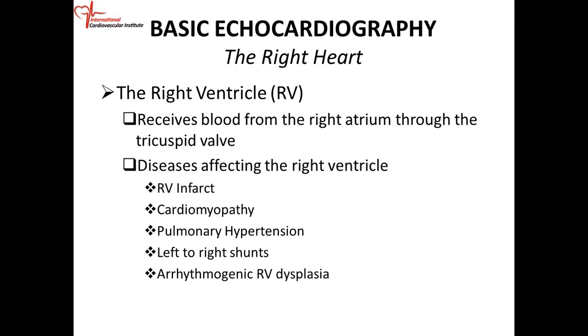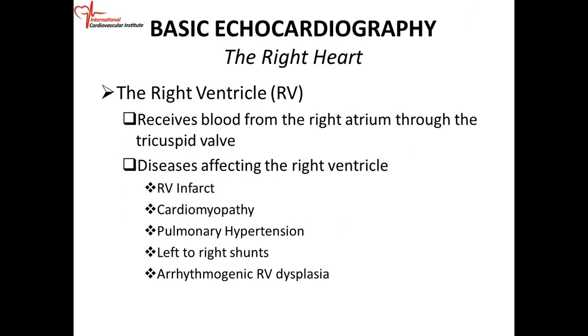Cardiomyopathy. When we say cardiomyopathy, it is heart muscle disease. And what we mean is that the heart muscle is weak. So you can have a cardiomyopathy involving the right ventricle, or you can have a cardiomyopathy which involves the whole heart, which includes the right ventricle. Pulmonary hypertension. So that means there is resistance to blood flowing into the pulmonary circuit. So that over time, that can cause the right ventricle to hypertrophy, that is, thicken, and it can affect the function. It can reduce the systolic function.